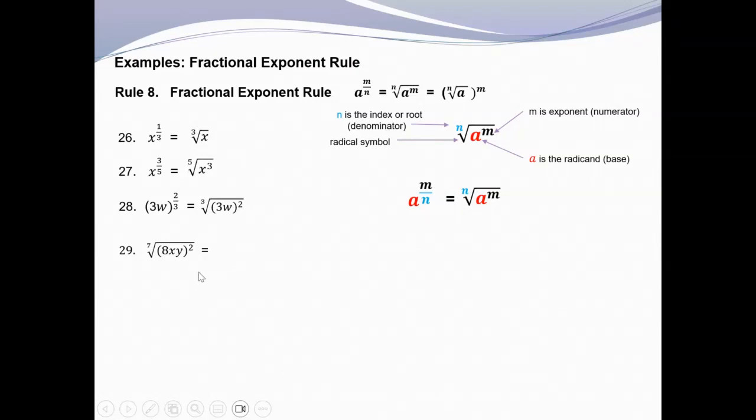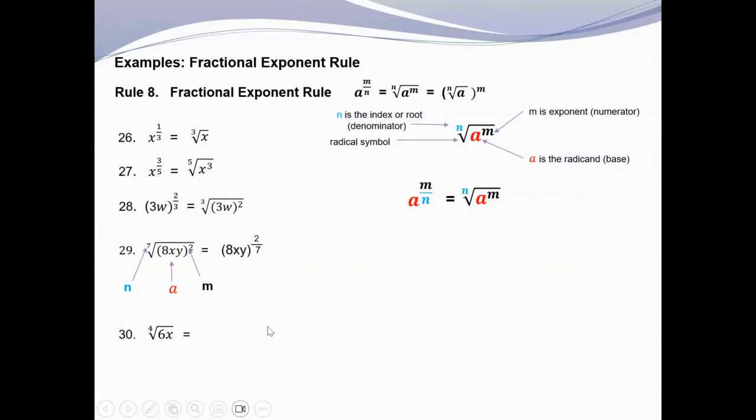Now this one, we're going to go the opposite way, right? So they give us a radical, now we have to put it into exponential form. So the 8xy is going to be the base, right? This is going to be the a. The n will be the index. The 2 will be the exponent, the m. So now it's going to be 8xy with parentheses to the power of 2 over 7. Okay, that's how you break it down.